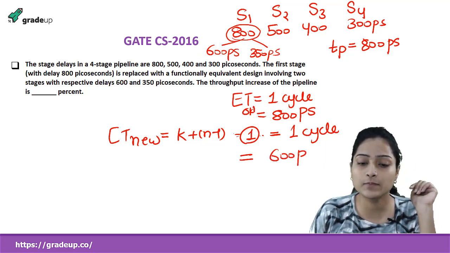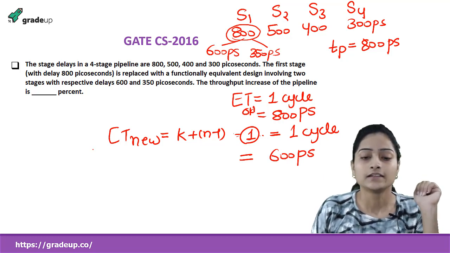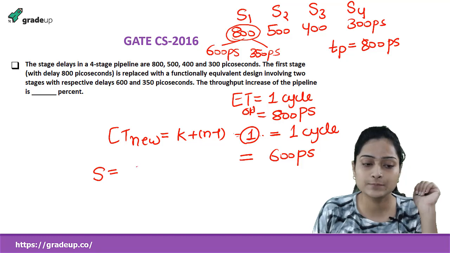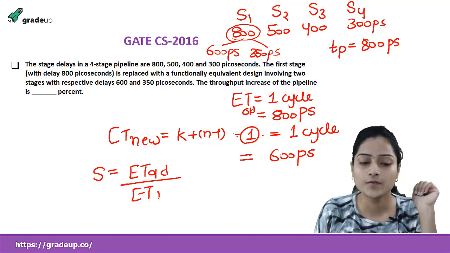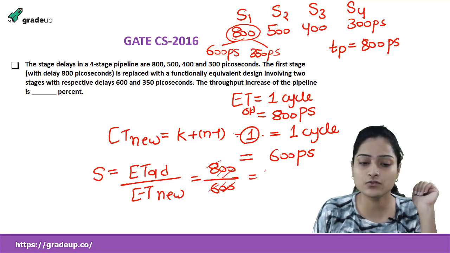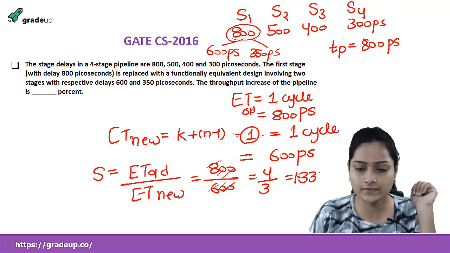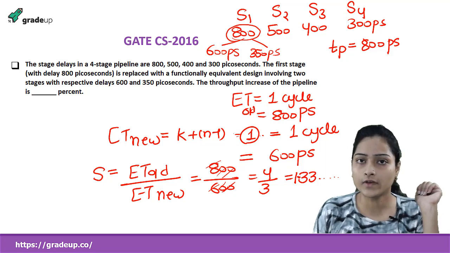So the delay will be 600 picoseconds. Okay. Now find out the speed up. Speed up formula is ET of old system upon ET of new system. What was the ET of old system? It is 800 and it is 600. When you divide these two, you will get 1.33 and so on. Okay.